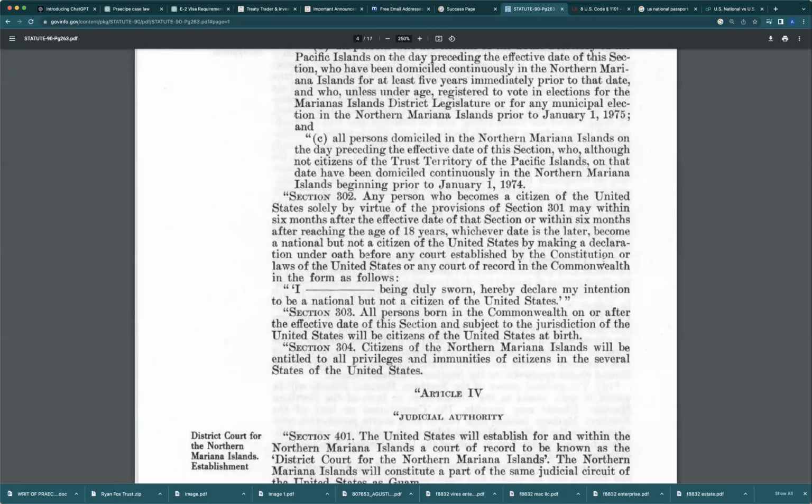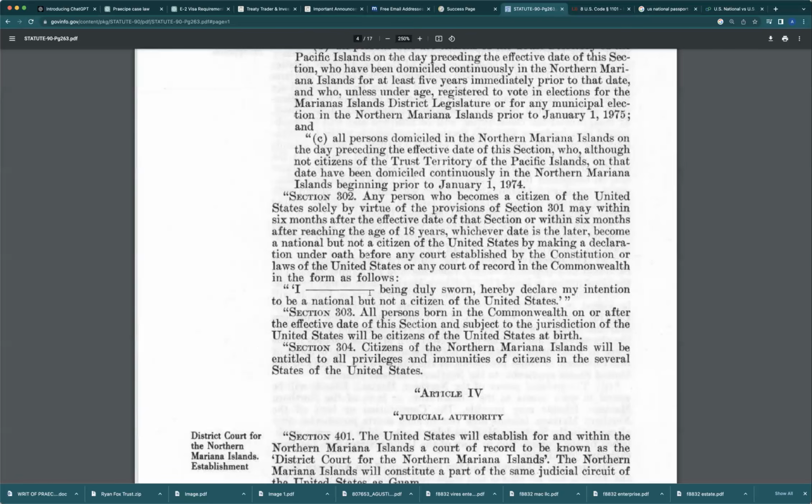And what does that declaration have to say? It says the declaration under oath means it's notarized before any court established by the Constitution or laws of the United States or any court of record. This is including the counties. The county recorder clerk can do this. You'll see why in Title 8 in just a second. Or in the Commonwealth in the form as follows.